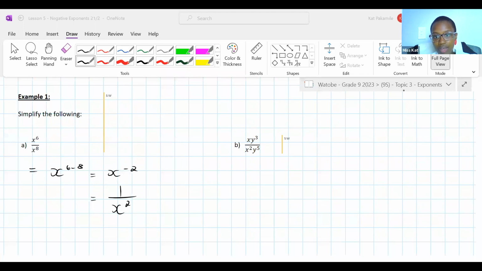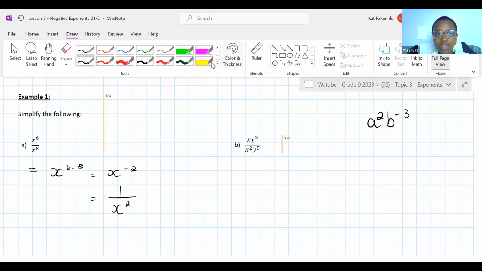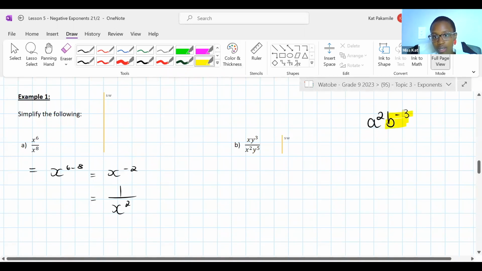Okay. What I mean is, let's say you have a squared b negative 3. Which one is negative there? B to the power negative 3. We don't want this to be there. Okay.